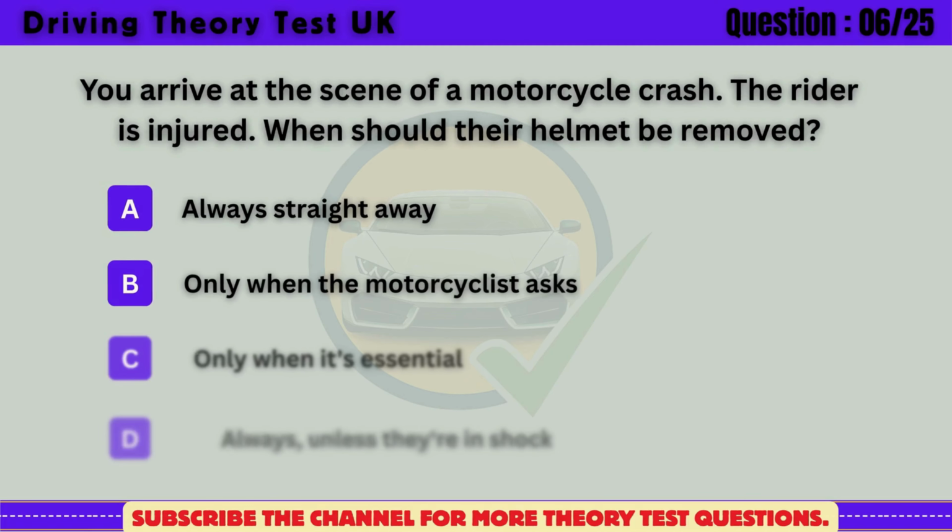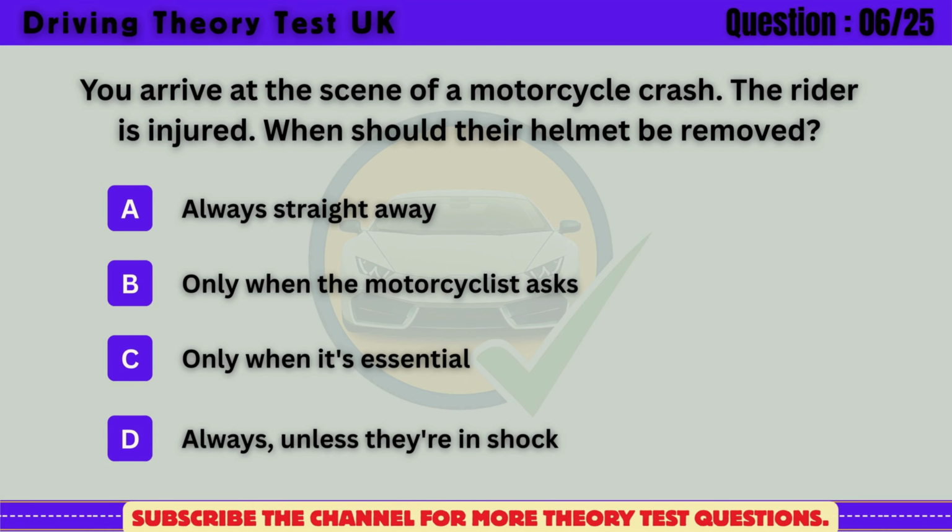Question 6. You arrive at the scene of a motorcycle crash. The rider is injured. When should their helmet be removed? A. Always straight away. B. Only when the motorcyclist asks. C. Only when it's essential. D. Always, unless they're in shock.